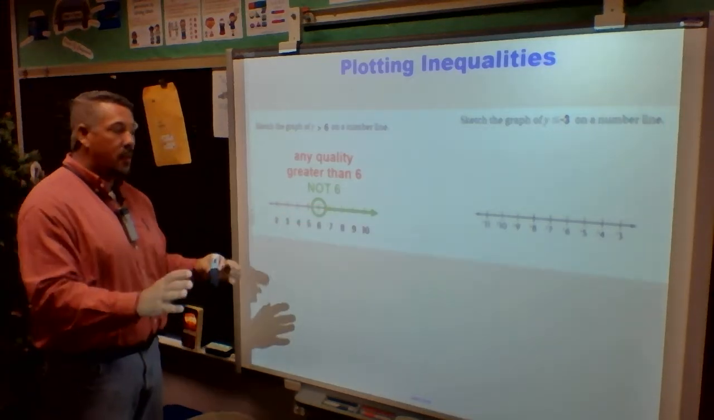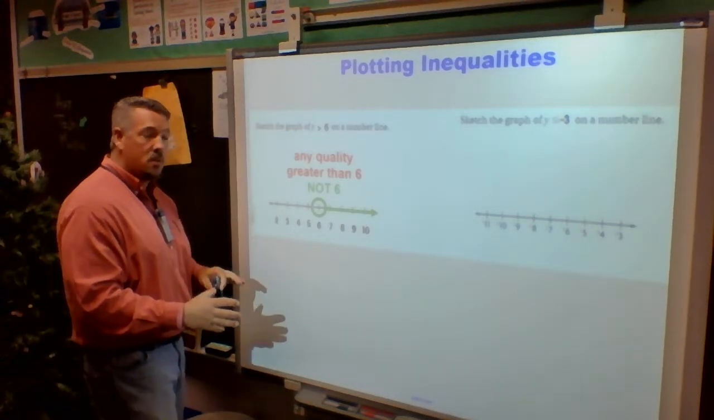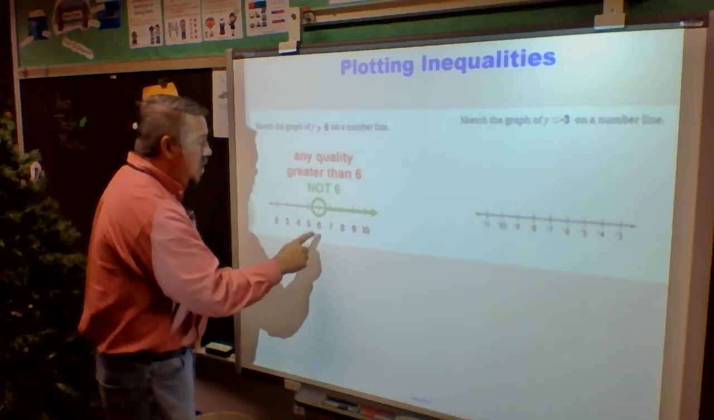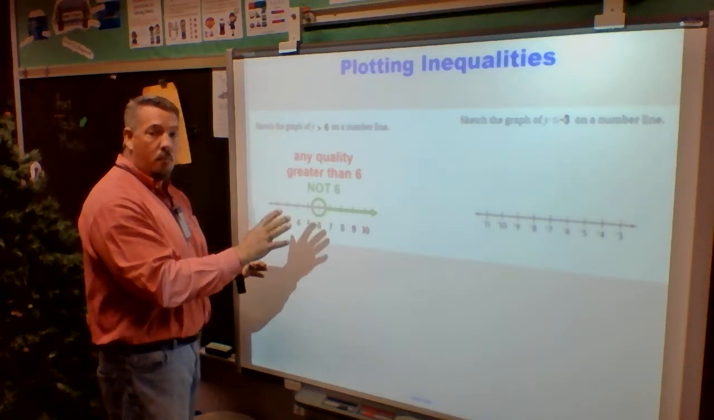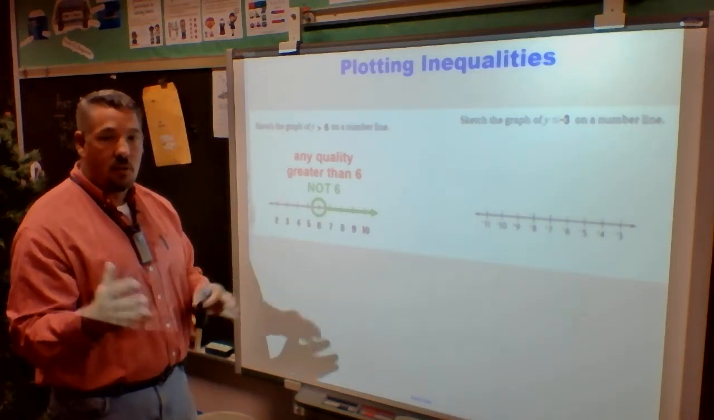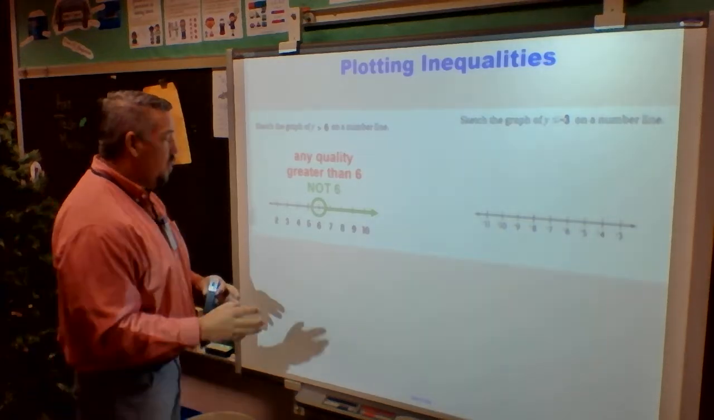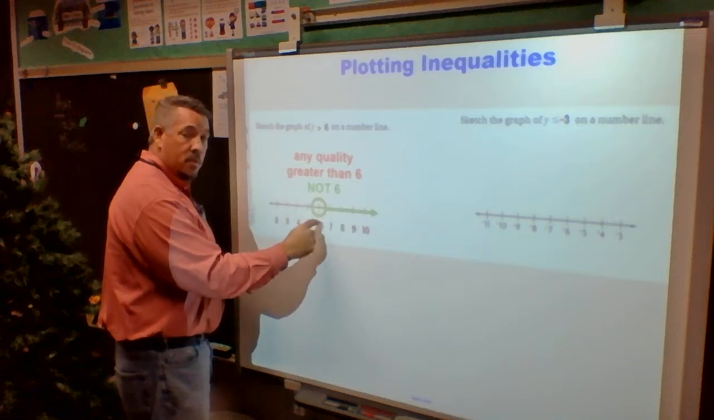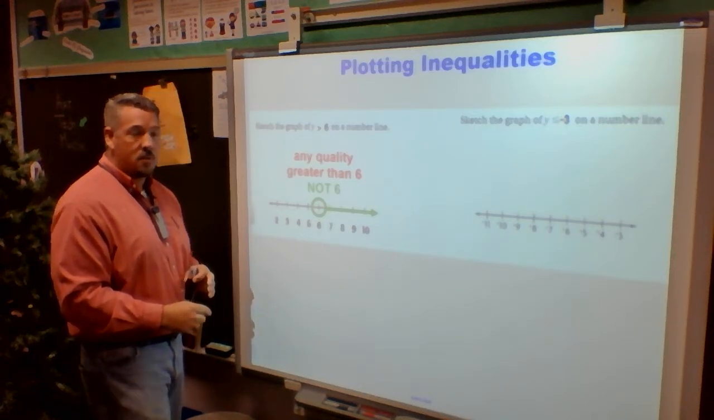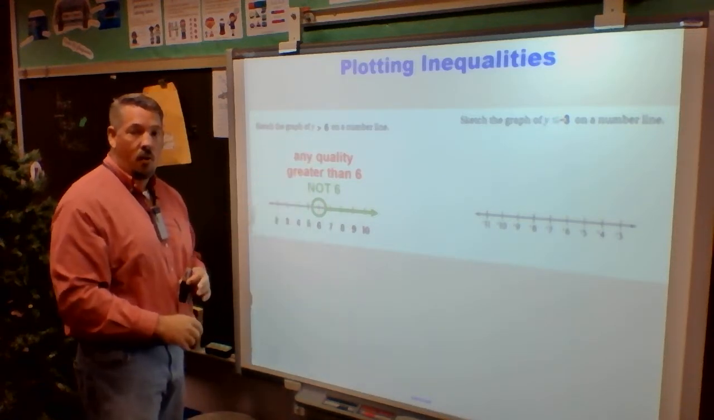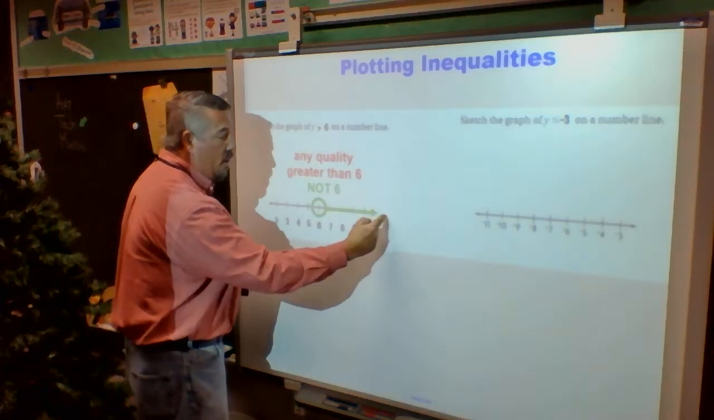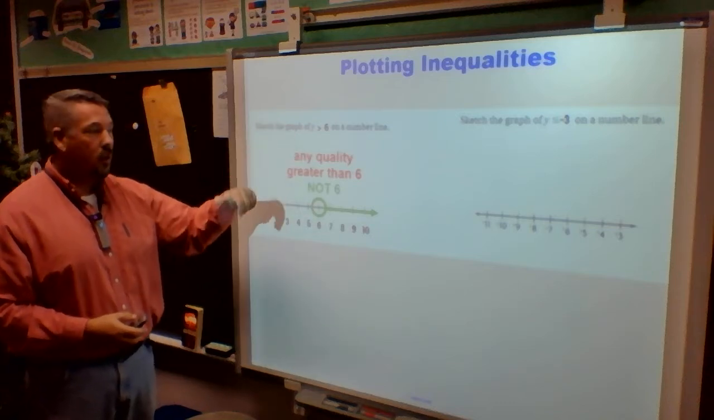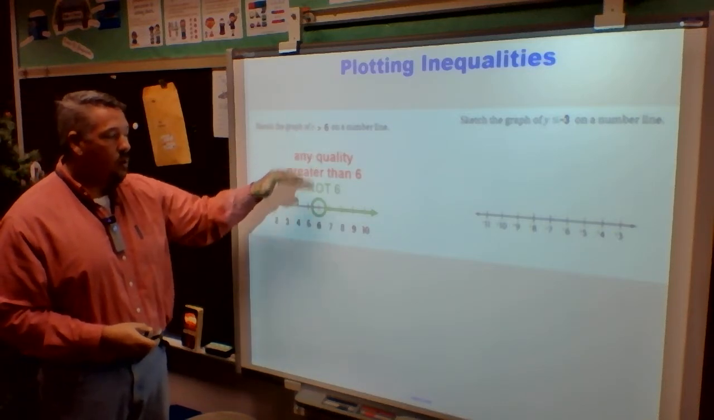So if I look at this and I went in reverse, I would be able to write my inequality. I could know that I'm looking for a number. I could use X, Y, T, Z. I don't care what letter you would use, but I would use a letter and it would be not equal to 6. So I knew I wouldn't have an underline on it, but I know it would be anything greater than 6. So I could read it and write an inequality, but I can also take my inequality and I can graph it.